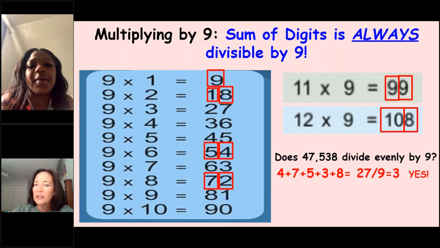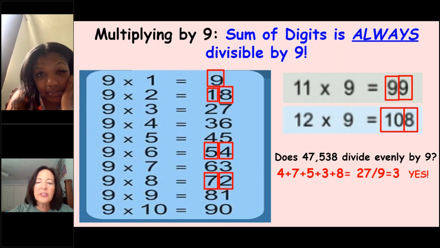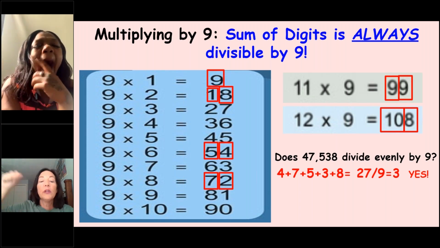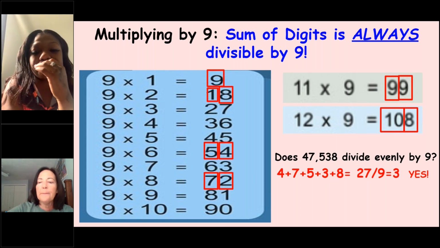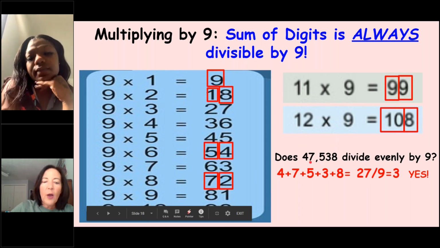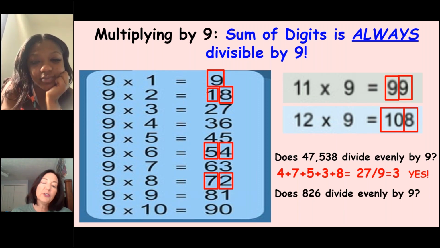So if you're doing long division or you're doing a fraction problem and you are looking at a big number and you have to know, should I divide by 9 here, or will 9 divide into this evenly? Add up the sum of the digits, and if that divides by 9 evenly, then the big number will. We've got one more to practice. Okay. Does 826 divide evenly by 9? See if you can do that one.